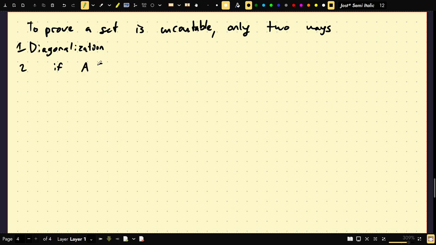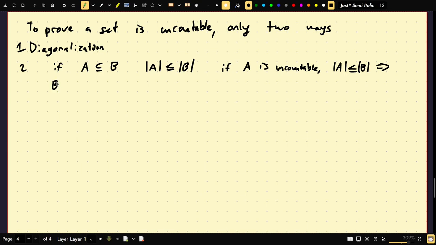If A is a subset of B, then the size of A must clearly be less than or equal to the size of B, right? Including cardinality. So if A is uncountable, and A is greater than or equal to B, then that must imply that B is uncountable. So, to prove that B is uncountable, find an uncountable subset of B.